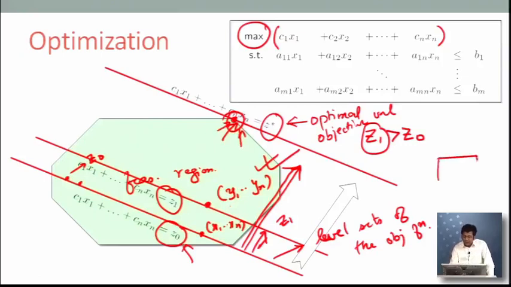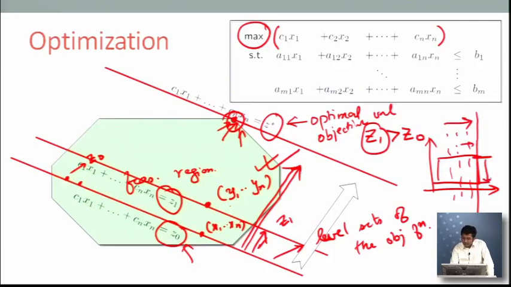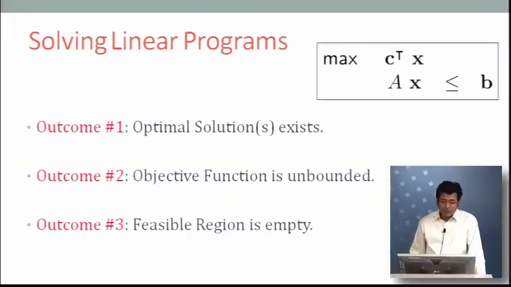In some cases, it may not be unique. So take an example of a rectangle where our objective function is moving in this direction. So this is the level set, and this is the increasing direction. So the final answer will be like this, where an entire set of points are going to be optimal. So it doesn't have to be a single point, but in many cases, you can expect it to be a single point.